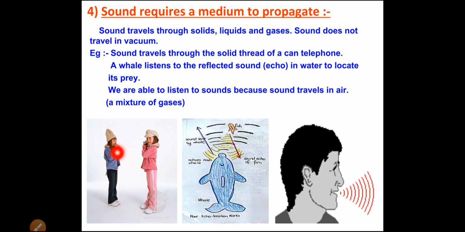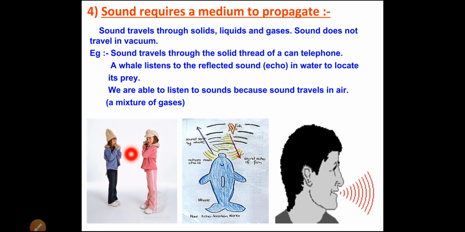When two persons are standing far from each other and place a small cup on their ear, whatever the other person is saying can be heard. But there is one proper way: the thread should be straight, there should be no barrier, and it should not touch any other substance. From this activity you come to know that sound can travel through a solid medium.